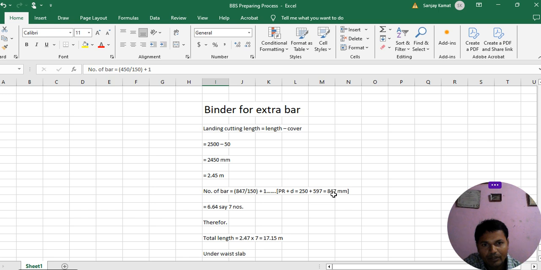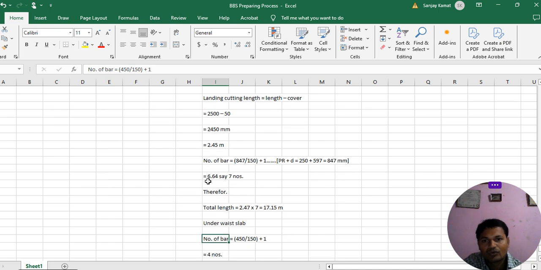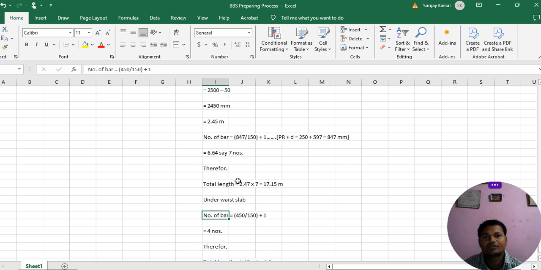So the d value also we have calculated. Substitute this value here and you will get the result directly. As you can see, after calculating you can get 6.64, and after rounding this will be approximately 7.